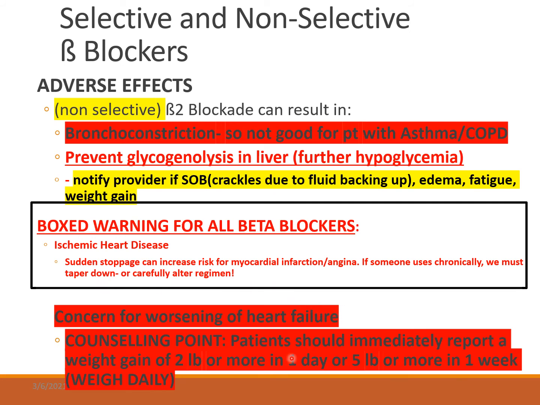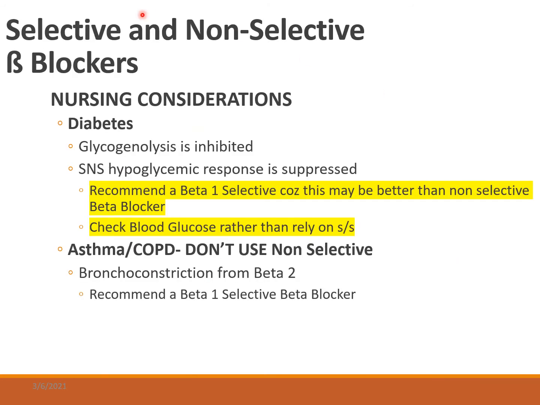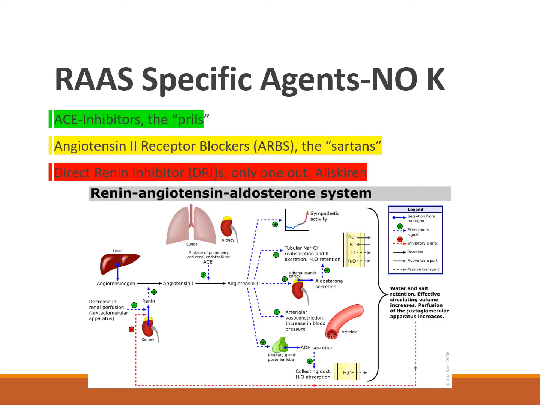Counseling point is patients should immediately report a weight gain of 2 pounds or more in one day or 5 pounds or more in 1 week. Now, what are the nursing considerations? We recommend a beta 1 selective blocker because this may be better than non-selective beta blockers. Okay, we check blood glucose, then rely on the signs and symptoms.